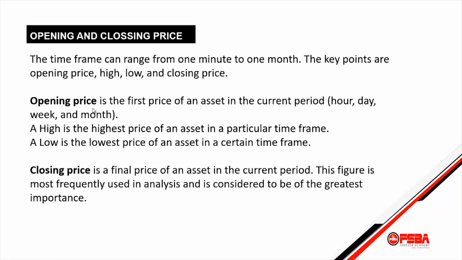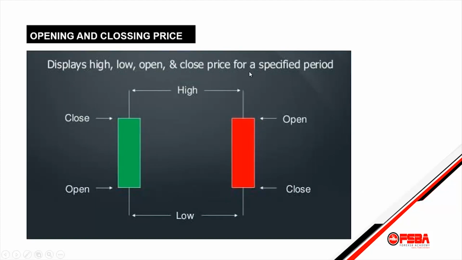So opening and closing price, the time frame can range from 1 minute to 1 month. The key points are opening price, high, low and closing price. The opening price is the first price of an asset in the current period. A high is the highest point of an asset in a particular time frame. A low is the lowest price of an asset in a certain time frame, while a closing price is the final price of an asset in the current period. This figure is most frequently used in analysis and is considered to be of great importance. It displays high, low, open and close price for a specific period.